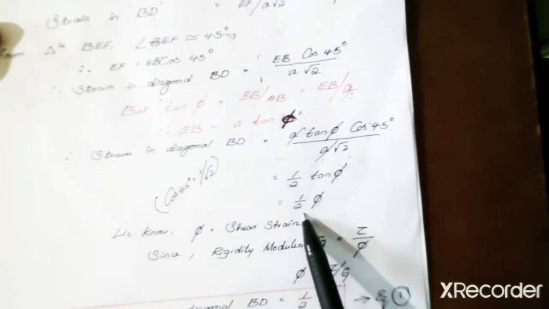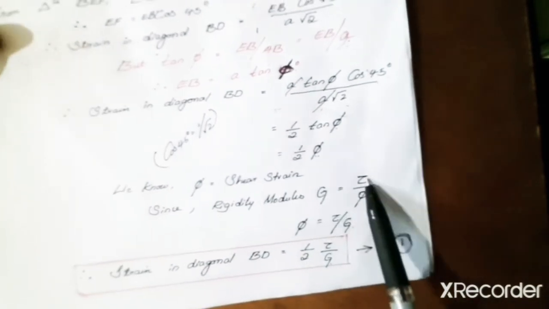Okay, so tan phi. As you know, as phi is very much smaller, tan phi can be written as phi. So strain in diagonal BD is equal to half of phi. As you can see, the strain in the body is equal to half of the shear strain, isn't it? Right?